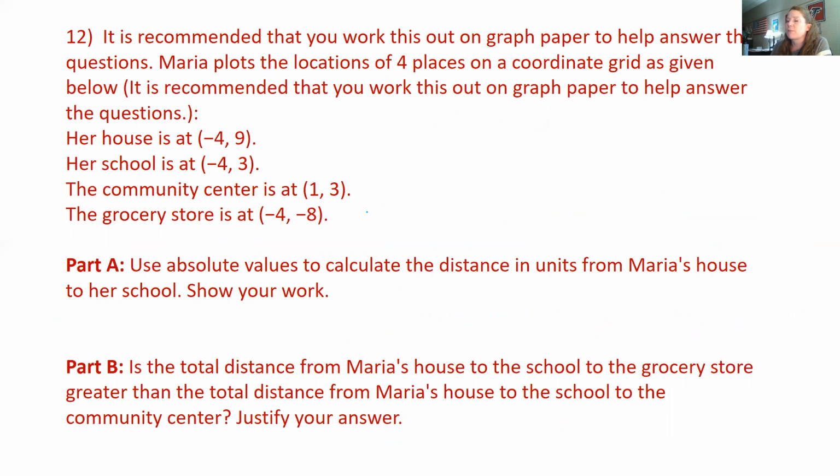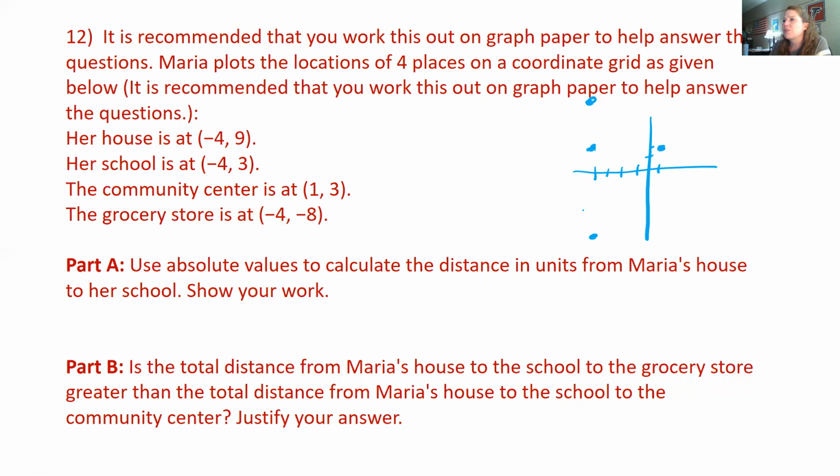All right, it is recommended that you work this out on graph paper to help answer the questions. Maria plots the point locations of 4 places on a coordinate grid as given below. Her house is at negative 4, 9, way up here. Her school is at negative 4, 3, down here somewhere. The community center is at 1, 3, over here somewhere. Those should be on the same row because the numbers are the same. And the grocery store is at negative 4, negative 8, which is way down here.